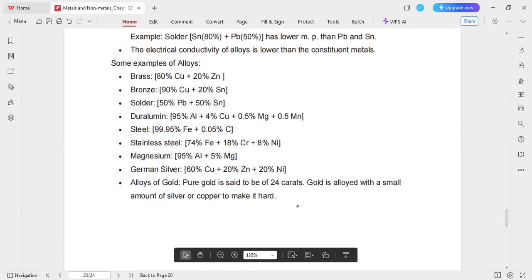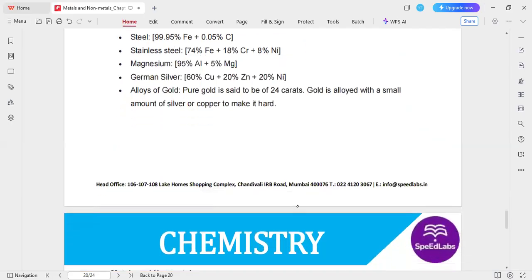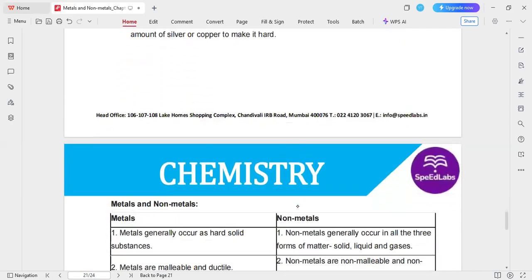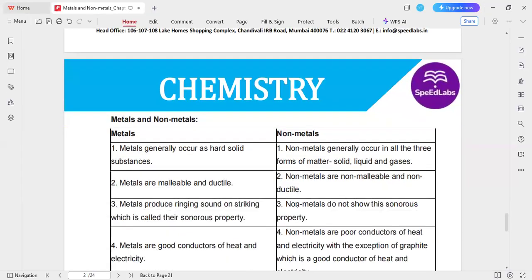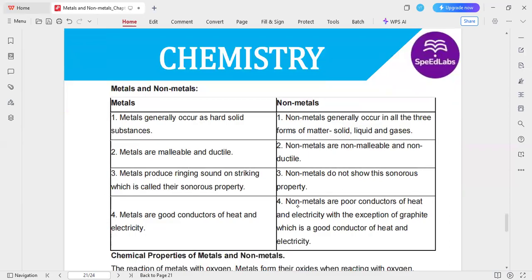You should know about 24 karat gold. 24 karat gold is 100% pure gold. Yes or no? And 18 karat gold means 18 parts of gold and 6 parts of copper or silver. Yes or no? Here you can see the table of differences between metals and non-metals. Children, this is the way; you can do the fast revision.